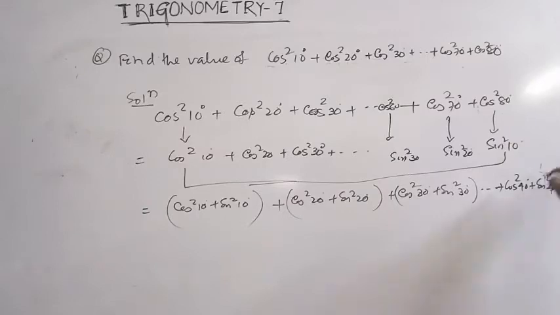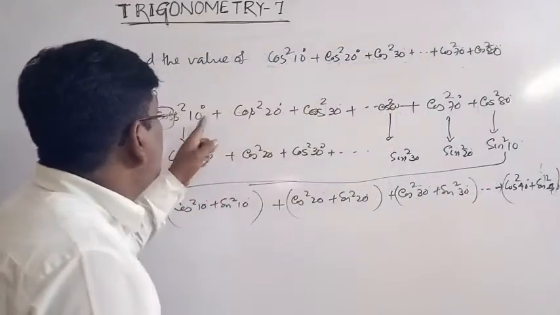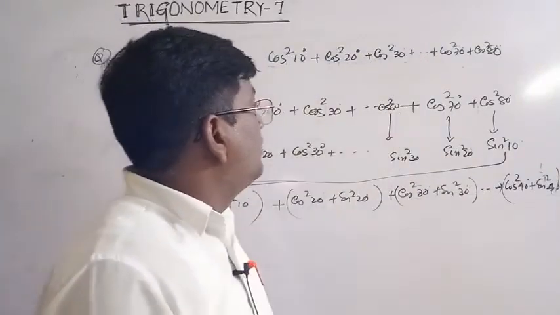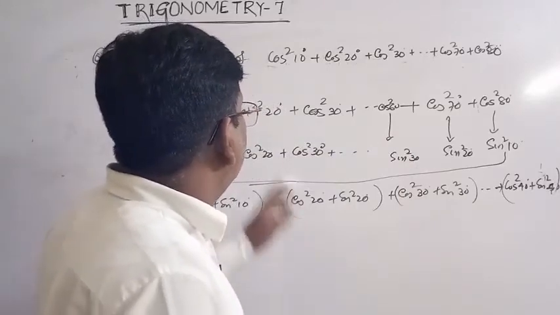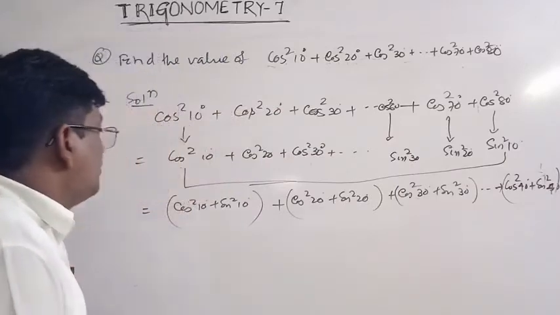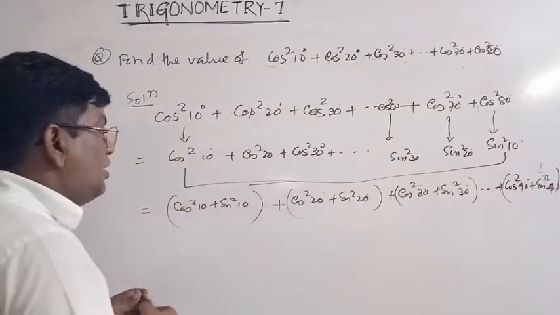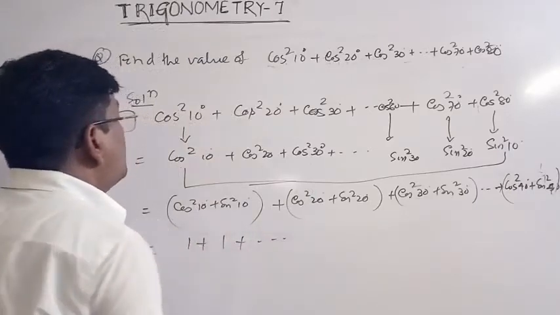So the number of terms is 8, and combined, that is 1 plus dot dot up to 10.